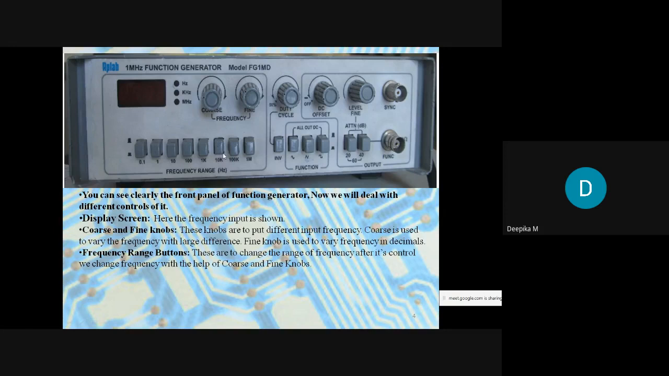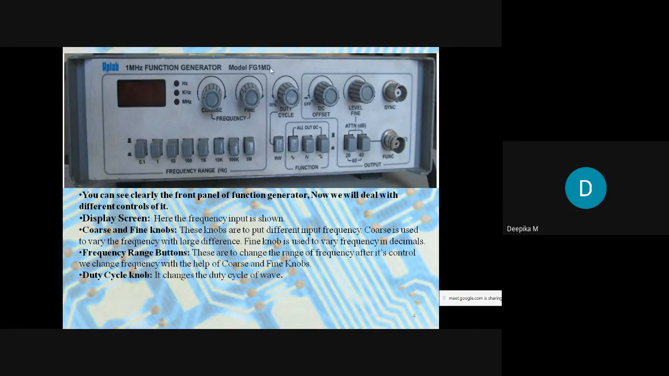And here also the large difference adjustment can be made by using the coarse adjustment knob, and the fractional or decimal point adjustment can be done by using the fine adjustment knob. So this is with respect to the frequency range knobs.